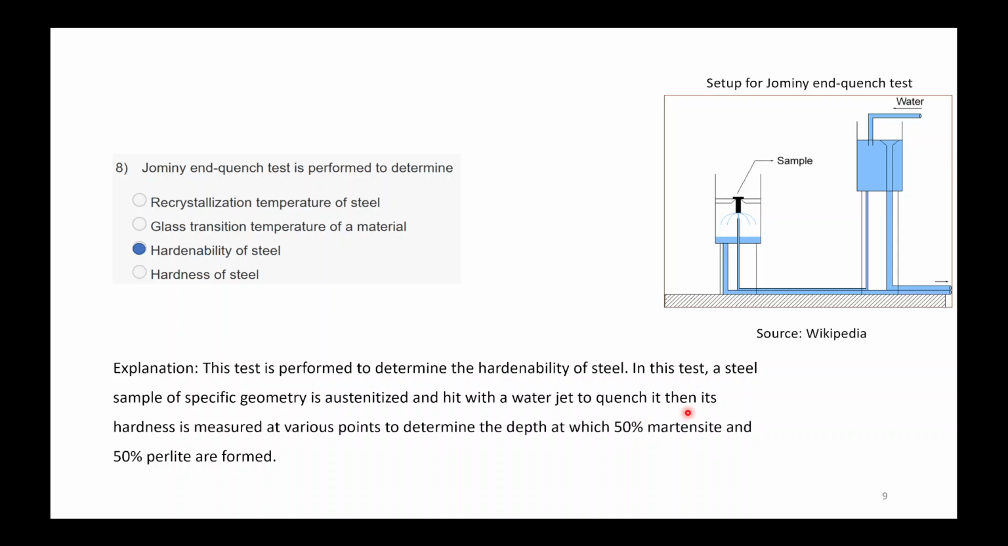In this case, then hardness will be measured at various points. So the hardness which corresponds to 50% martensite and 50% pearlite, that will give us the depth and hardenability.